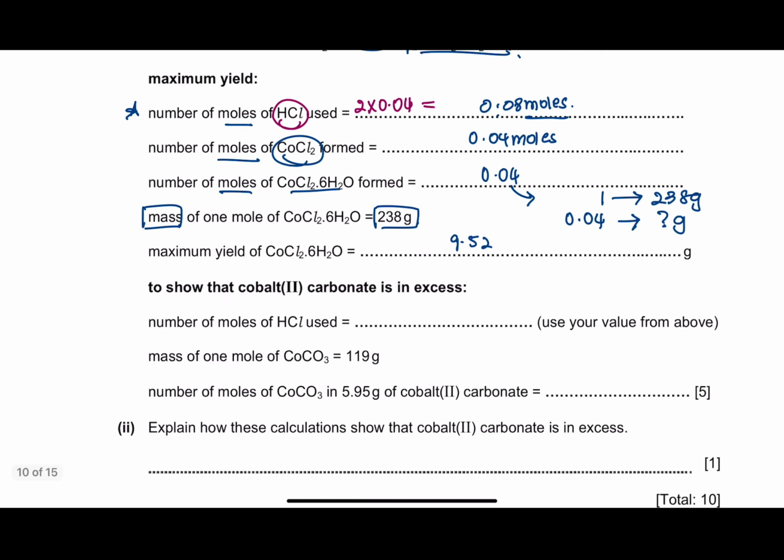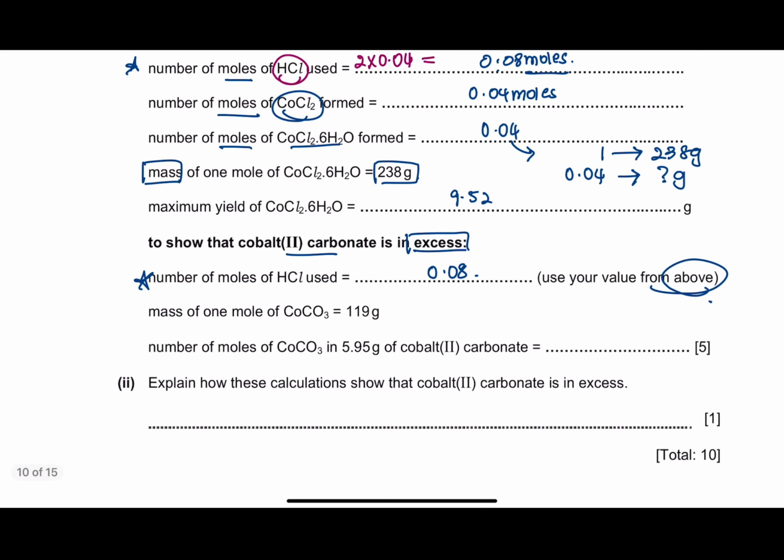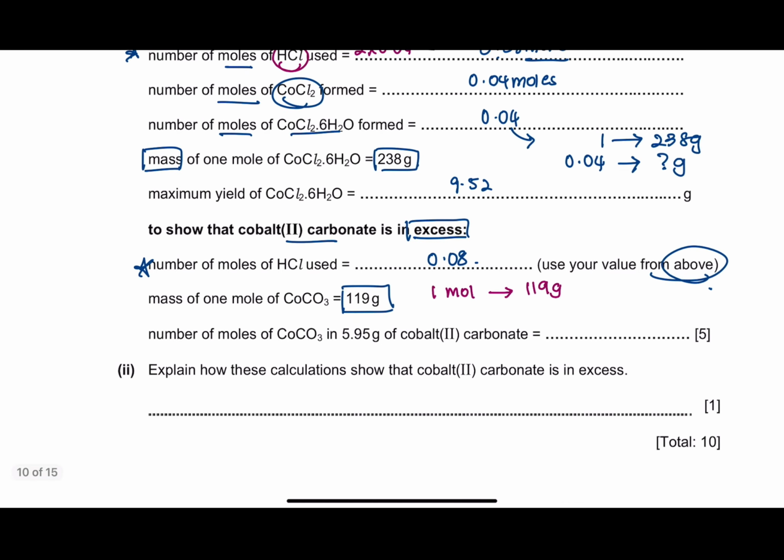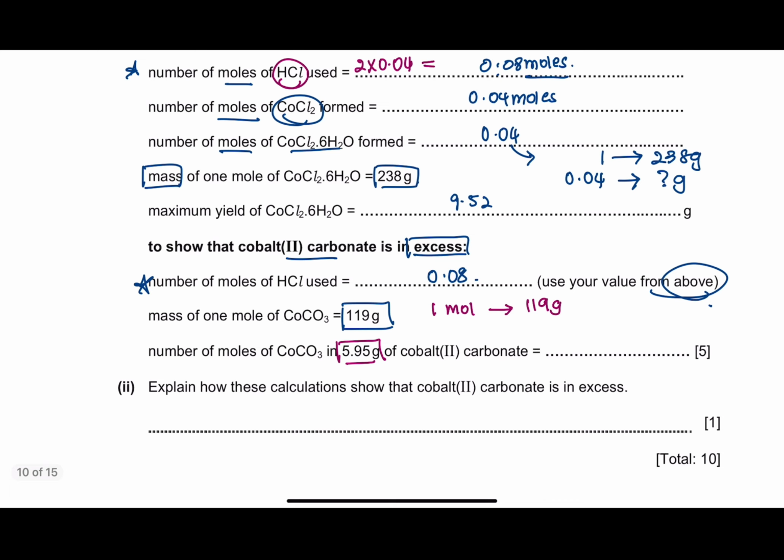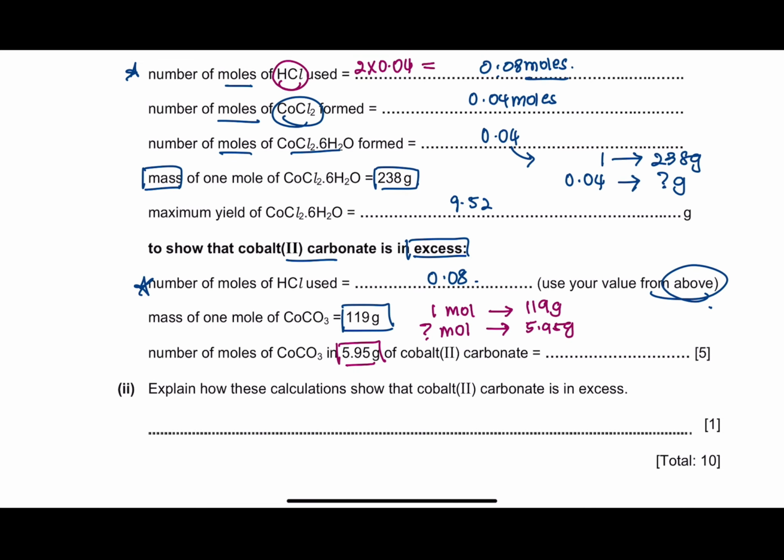The next question is asking you to show that cobalt carbonate is in excess. First part is asking you to find the number of moles of HCl. Use the value from above. So it would be the same technically, which is 0.08. It says here that the mass of 1 mole is 119 grams. So it also says here the number of moles of cobalt carbonate in 5.95 grams, so we already have 5.95 grams here that we know of. So this is reversed with the previous question. This one you need to find the number of mole, which will give you, after doing a cross multiplication, a value of 0.05 mole.